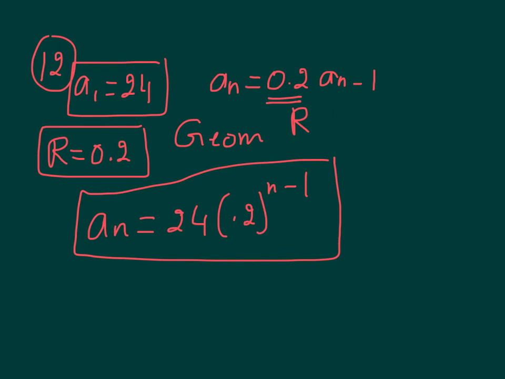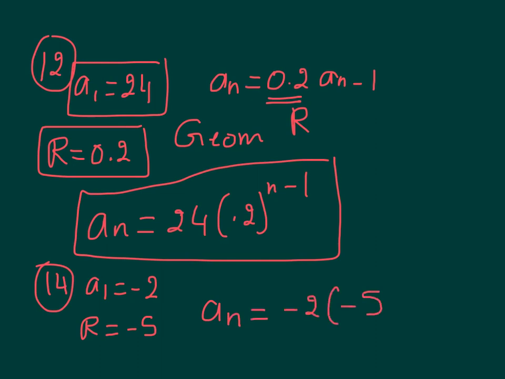Now I want you to try number 14, which is exactly the same. You're given a_1 is negative 2. You go ahead and find r, which is negative 5. And to write the rule, a_n equals negative 2 times negative 5 to the n minus 1.